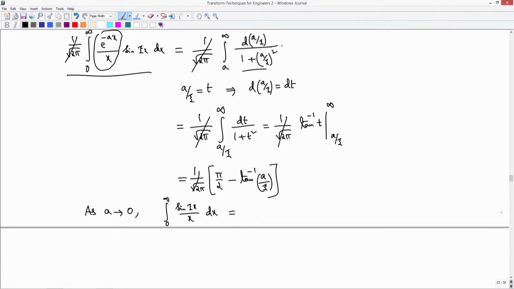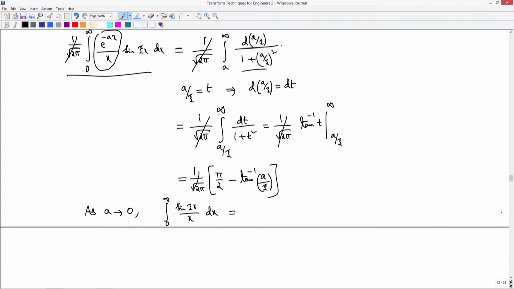You see that when I substitute a by xi equal to t, this is a positive quantity if xi is positive. If xi is positive and a is infinity, t is going to be infinity, that is fine. If xi is negative, this is where the difference is.